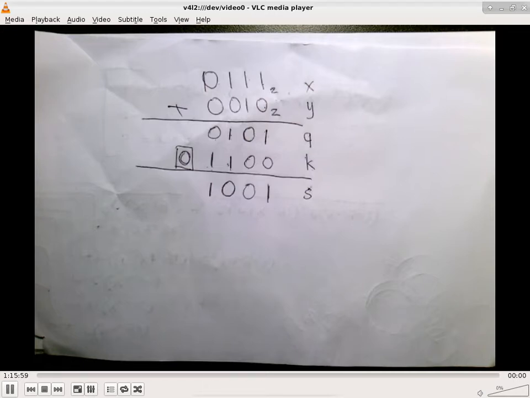Okay. Any other questions? No questions? Nobody seemed to be fascinated by the fact that we can now do arithmetic operations using transistors. Yep.